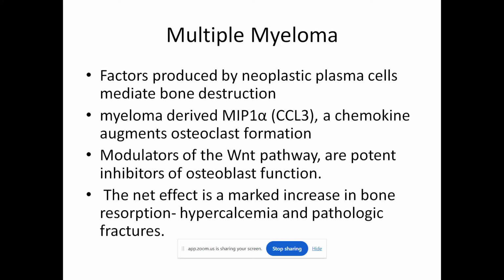So coming to the bone part, the myeloma cells produce a chemokine called MIP1 alpha. This stimulates osteoclast formation and increases osteoclastic work. And modulators of the WNT pathway produce inhibition of osteoblastic function. So a decrease in osteoblastic function and an increase in osteoclastic function produce an increase in bone resorption. Bone resorption produces hypercalcemia, and finally pathological fractures can occur.